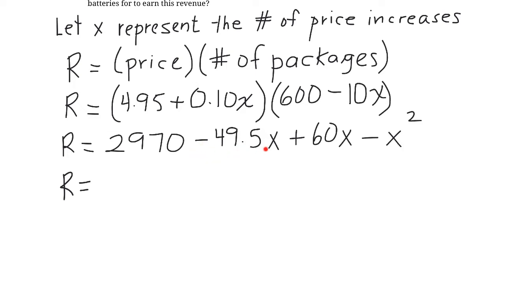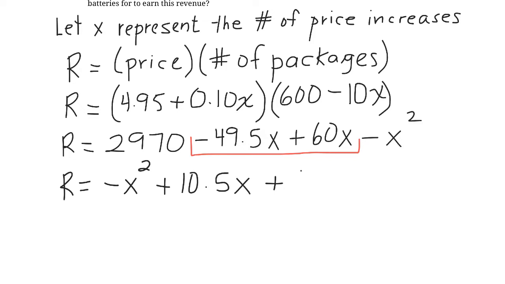I've got a negative 49.5x and a 60x. So together, they could be added together, and we're going to collect like terms in our next line. So in order, my first term would be the negative x squared. And then I have negative 49.5 plus 60, which is a positive 10.5x. And then finally, I have my positive 2,970 at the end. So the equation that we've just created models the revenue for this particular scenario.